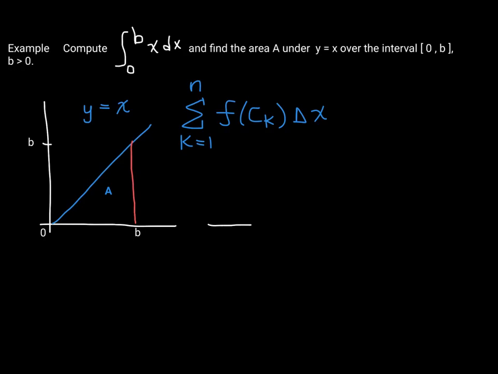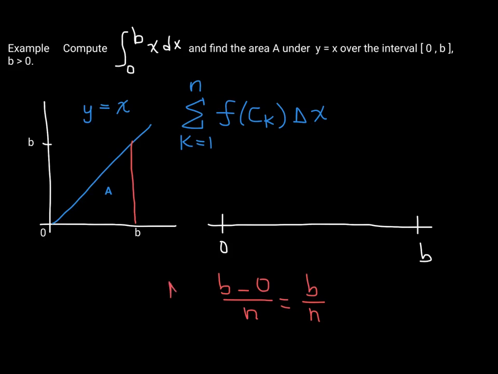We did this earlier. If this is 0 and this is b, and we choose subintervals that have the same width, let's call that width delta x, then we know b minus 0 divided by n will be the width. That is the right endpoint minus the left endpoint, divided by n, the number of partitions. So this would be b over n. This represents delta x, the width of our subintervals.